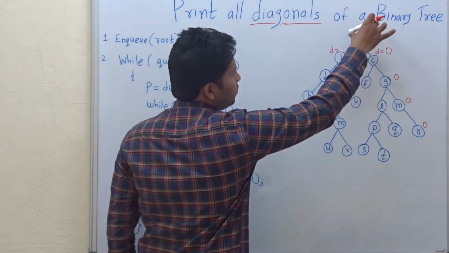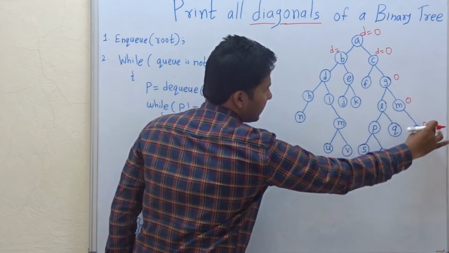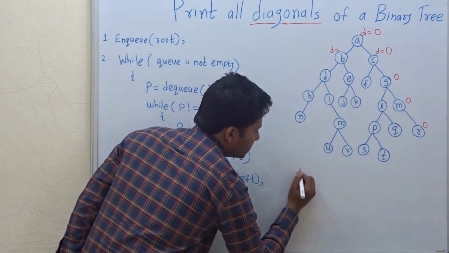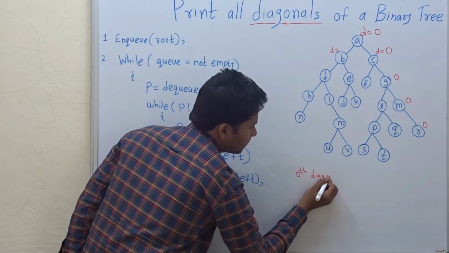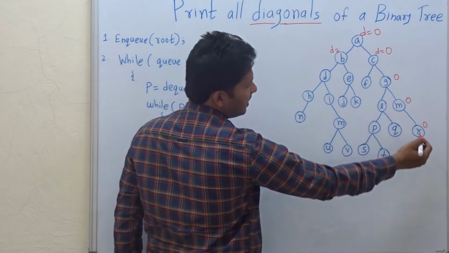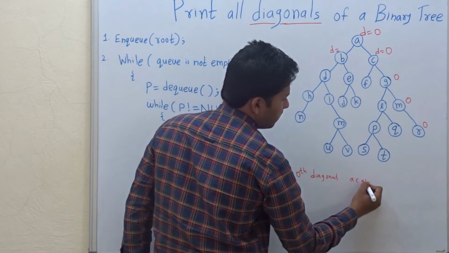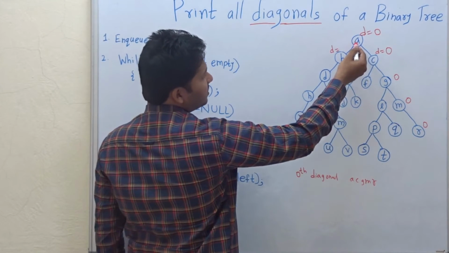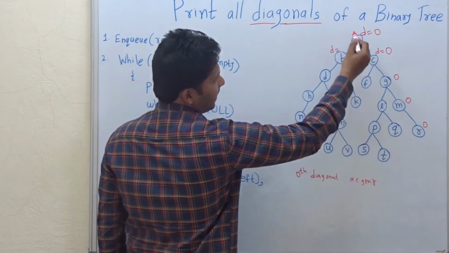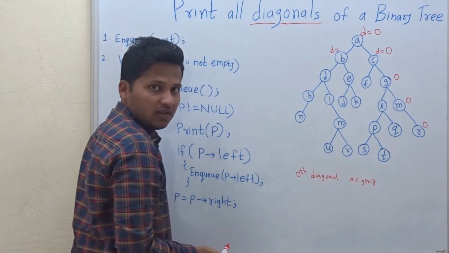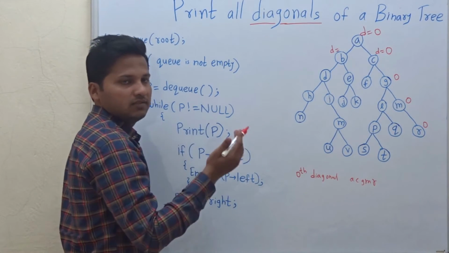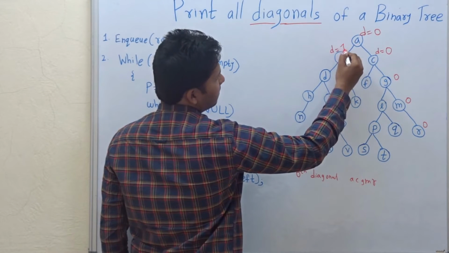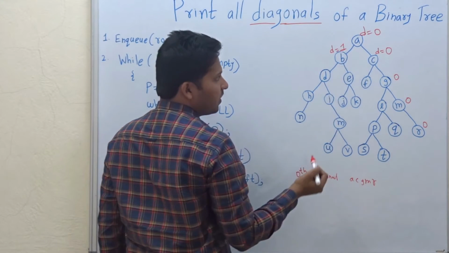Let's go ahead. Now you know that this is the 0th diagonal. For simplicity, I will say that as the 0th diagonal. So the 0th diagonal is ACGMR. So let's go ahead. Now the left children of the elements in the 0th diagonal should be marked as 1, that is 0 plus 1. So the left child of A is B, so the distance will be 1.